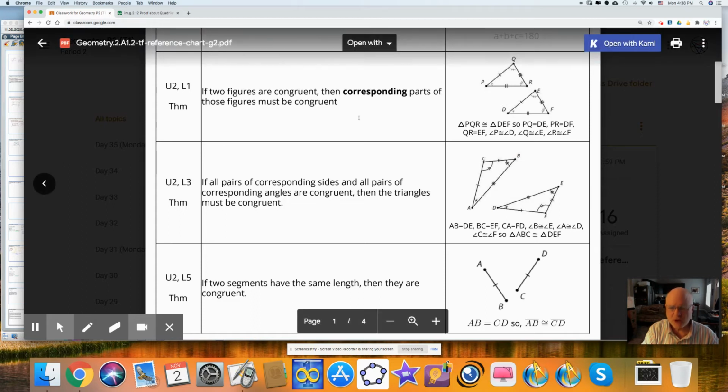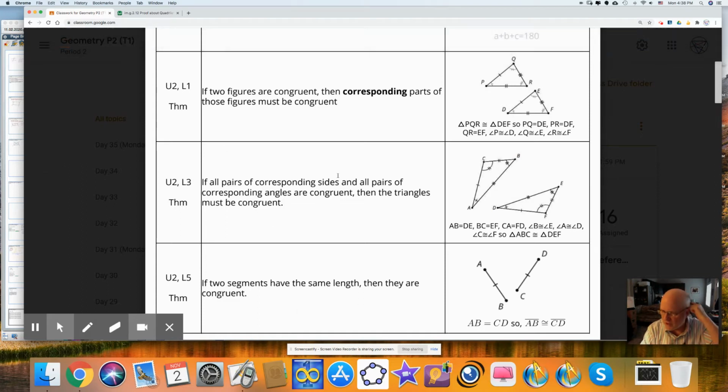If you don't have a printer, copy it by hand. That's what I would normally have you do, is copy it by hand and then show you the results afterward.